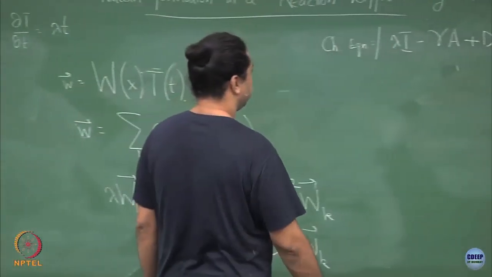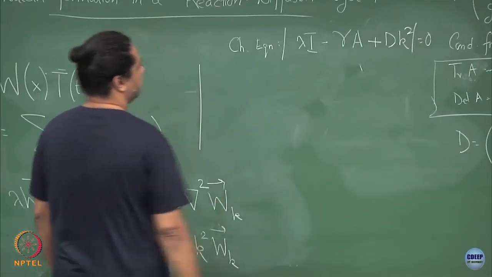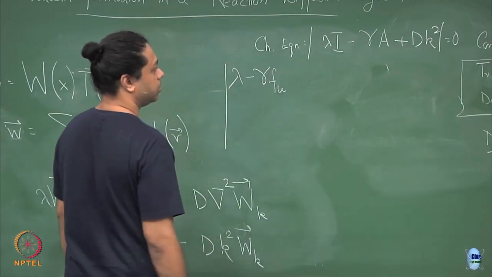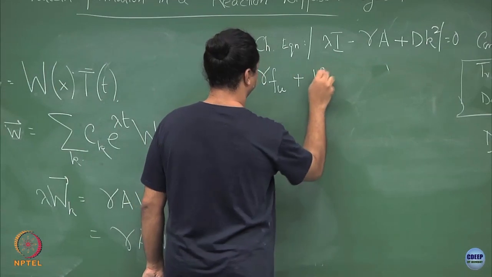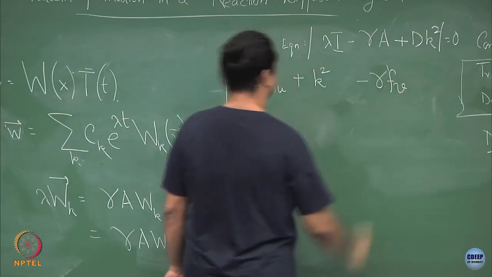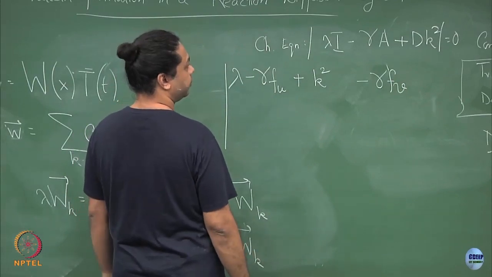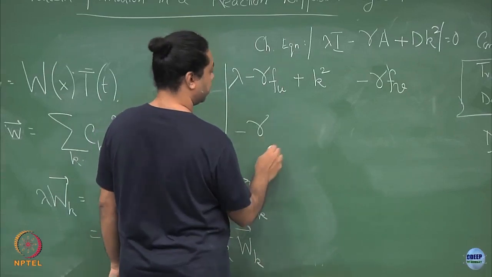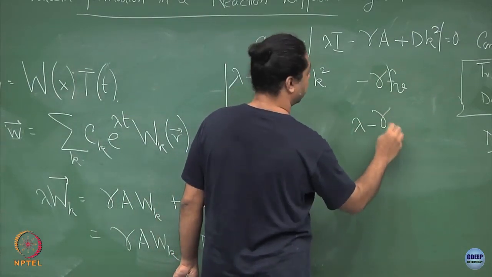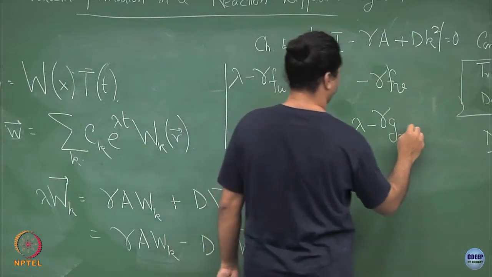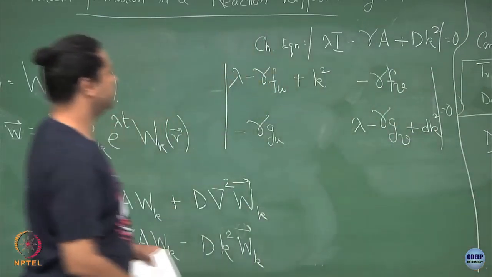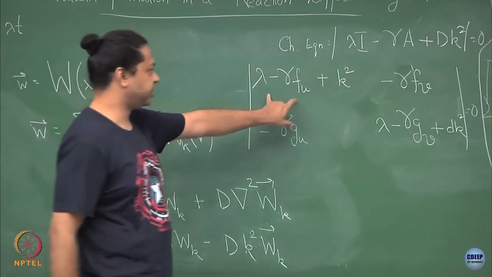Okay. So, now I can write this down. I know what all of this is. So this is lambda minus gamma f u plus d k square, then minus gamma f v, then 0, minus gamma g u, and lambda minus gamma g v plus small d k square, equal to 0. So this is now my new equation that I have to solve.